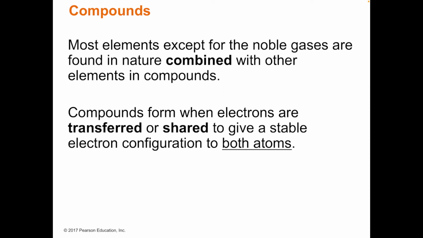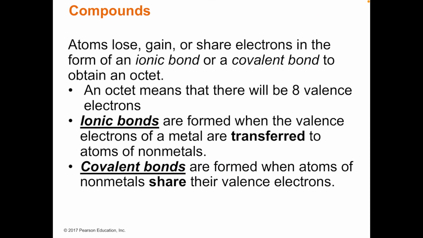stable electron configuration. And by a stable electron configuration, we mean they have 8 valence electrons, which is why those noble gases don't typically form compounds, because they already have 8 valence electrons. You'll remember the noble gases are all the way over in column 8A, and so they already have a complete octet. So to form these compounds, atoms will either lose, gain, or share electrons, and they will form an ionic bond or a covalent bond in order to obtain an octet. So an octet means, like I said, there will be 8 valence electrons.